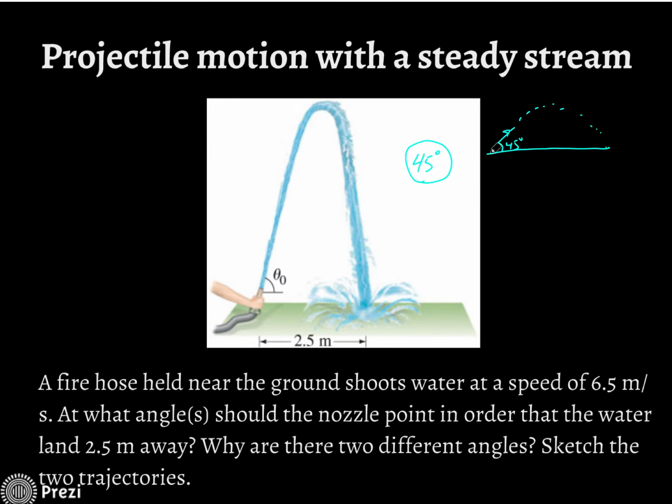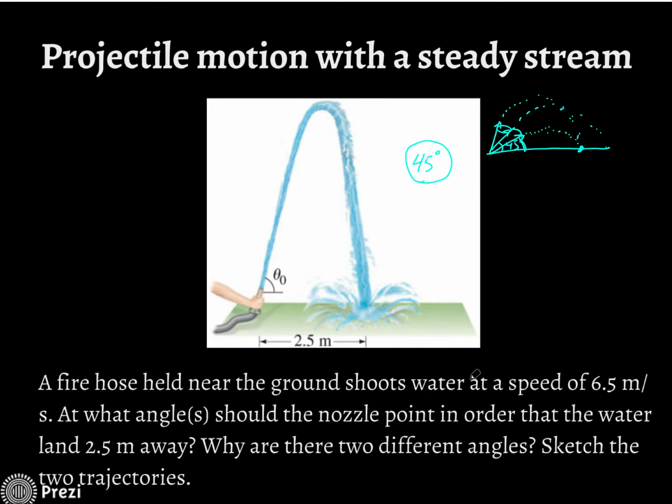Now, if I do something at like 30, it'll do this, and not land farther away. So this would be like a 30 degree angle. But if I did a 60 degree angle, 30 is 15 away from 45 and 60 is 15 away from 45. And so this angle and this angle are going to end up resulting in the same range. There's a symmetry there. So if we go the same angle below 45 and the same angle above 45, they're both going to land at the same spot, okay?